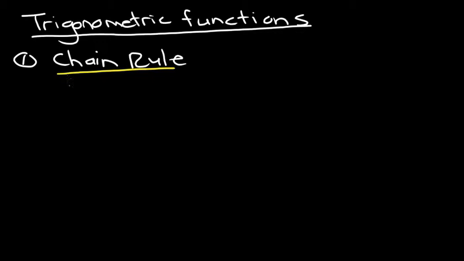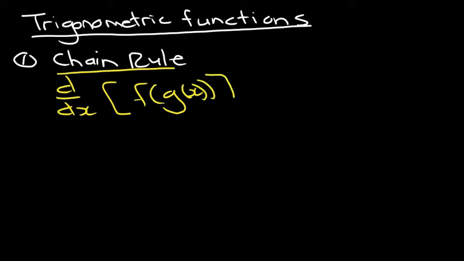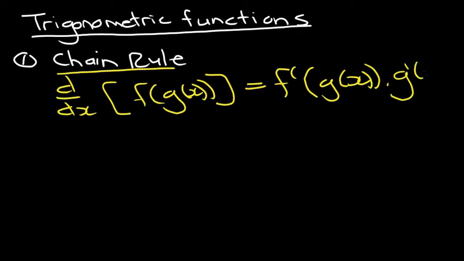Now, if you differentiate a function f, but in the function itself there's another function, what you do is you differentiate the big function and then you multiply it with the smaller function's derivative. Now this is difficult to imagine, so let's do a couple of practical examples.